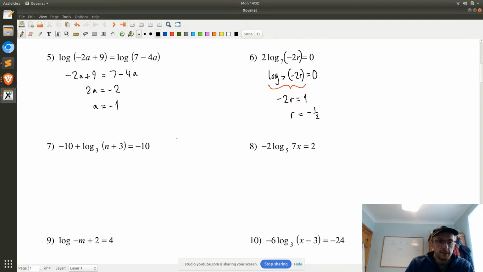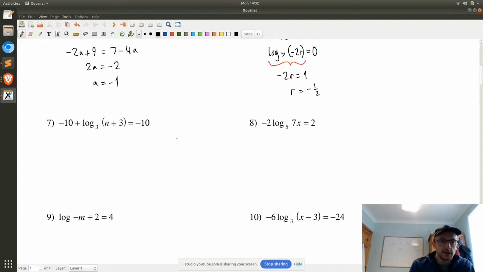Okay, next, add 10 to both sides. So log base 3 of n add 3, or you can take off the negative 10 from both sides, however you want to see it, is 0. So 3 to the power of 0 is n add 3, so 1 is n add 3. So n must be negative 2.